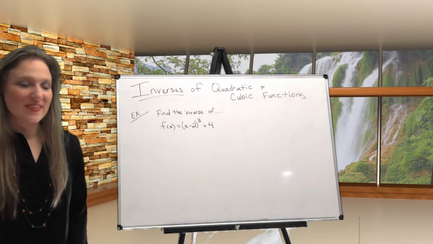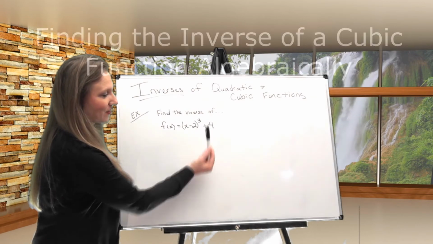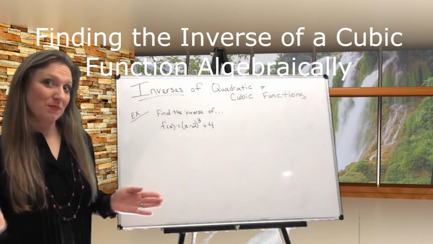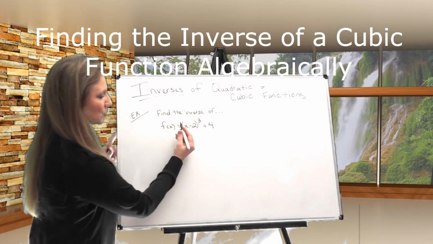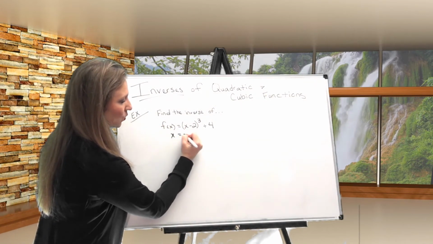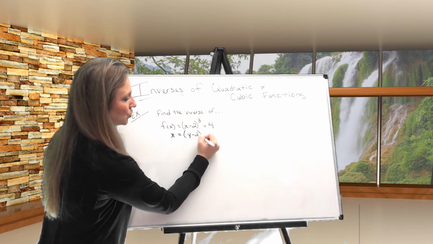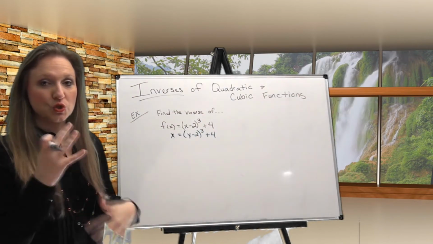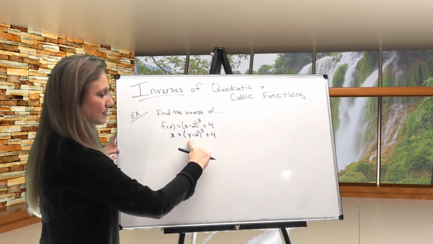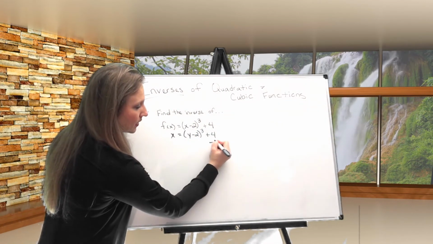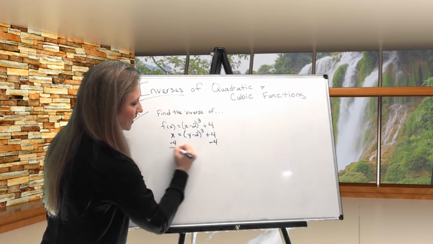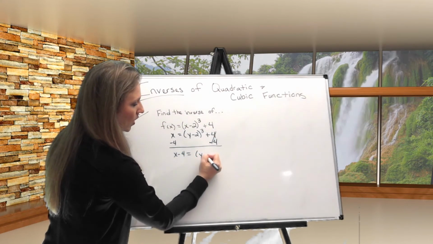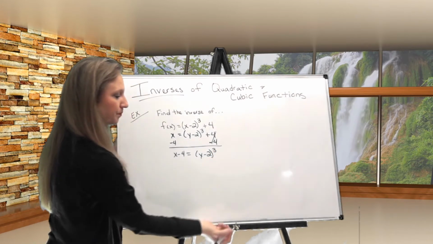Okay, this time we're going to find the inverse of a cubic function. So again, we're going to do the same process. First begin by switching x and y. So I'm going to rewrite this as x equals y minus 2 cubed plus 4. Now I'm going to do the algebra to get y isolated. So I'm going to begin by subtracting 4 from both sides. x minus 4 is y minus 2 cubed.